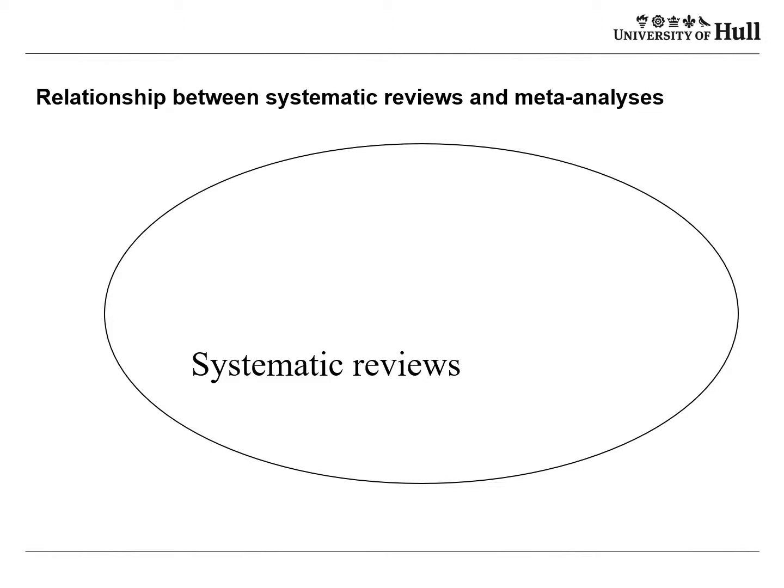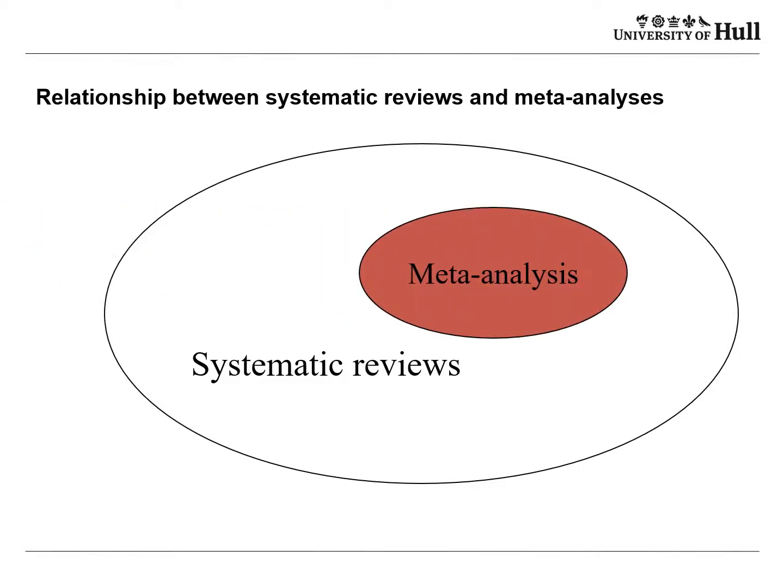Systematic review is a very general term, and meta-analysis is one particular kind of systematic review. So if you're doing a systematic review using the kind of systematic methods that I'm going to outline here, you are doing a systematic review. You do not have to be doing a meta-analysis to be doing a systematic review.